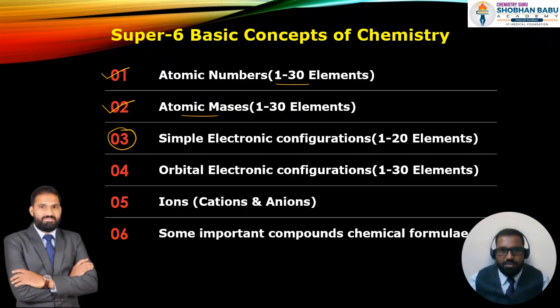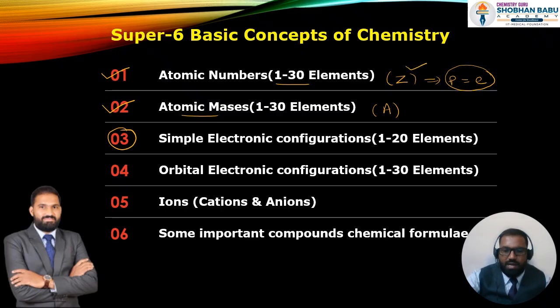We should remember one thing: if we are clear with the atomic numbers and the atomic masses, then you are able to learn the simple electronic configuration, especially atomic number. As we know, atomic number is represented with Z and atomic mass is represented with A. This atomic number we have to remember to know the number of protons. For simple elements, the number of protons is always equal to the number of electrons. You have to remember this point. That's why atomic number is more important.